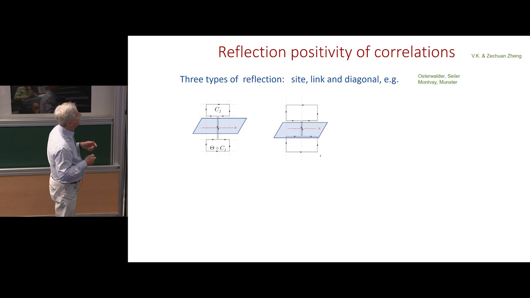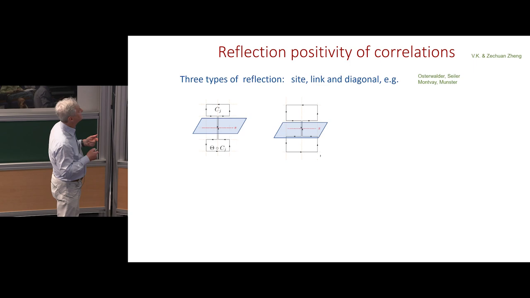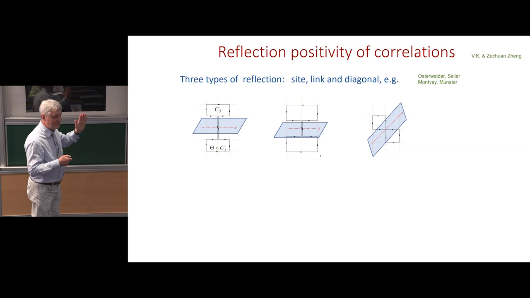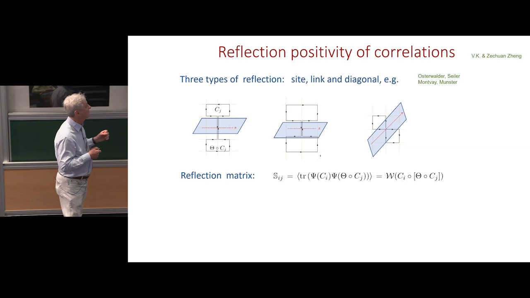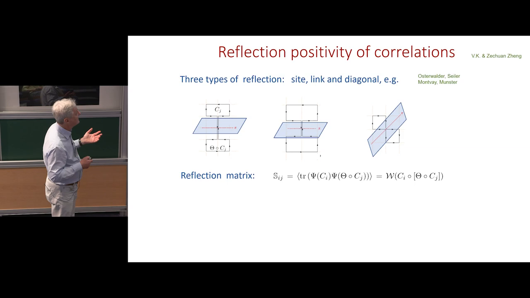You have a similar story about link reflection, where the surface goes in the middle of the link, and also diagonal reflection. We used, of course, all of them, all the information we have. And then you concoct the reflection matrix, which is the product of Psi of Ci and Psi of reflected Cj. It's easy to convince yourself that it's also a positive definite matrix.